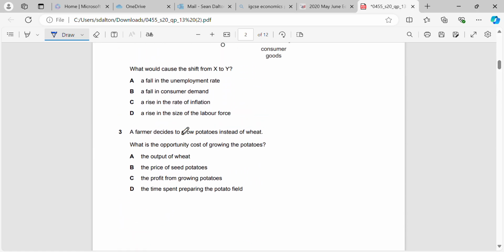Okay, 3. Very simple. Farmer decides to grow potatoes instead of wheat. What is the opportunity cost of growing the potatoes? So what is he losing out on? Straight away, anything that's to do with potatoes can be taken out, because the opportunity cost is the next best alternative that he's given up, and he has given up the amount of wheat or the revenue that he could have made from making wheat instead of potatoes. Okay? Opportunity cost of potatoes is what you give up, and in this case he has given up making wheat.